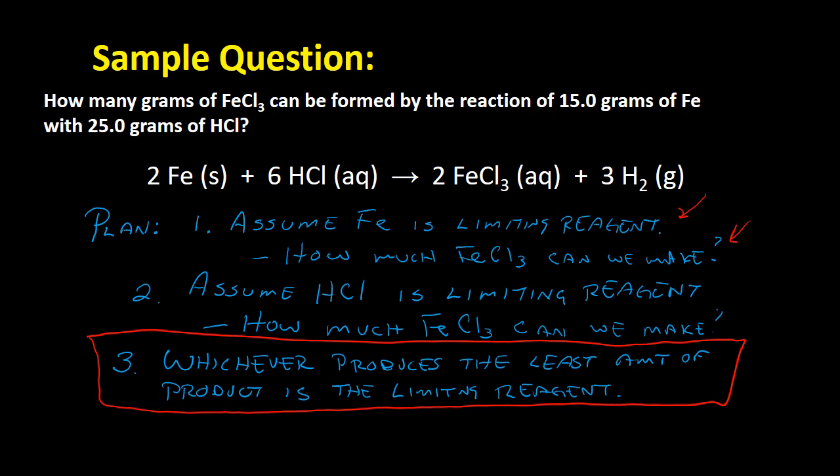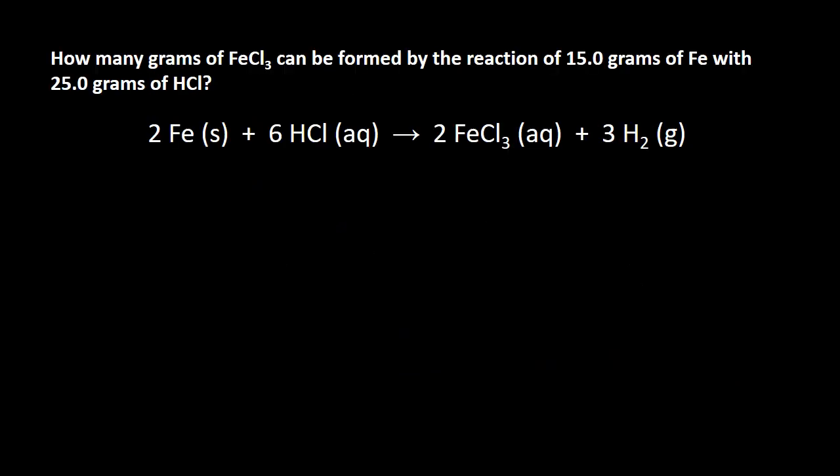Whichever one produces the least, that's the limiting reagent, and that determines how much you're going to make. Because as soon as you make that amount of product, the limiting reagent runs out and the reaction stops. So the amount that you're actually going to produce is always based only on the limiting reagent, not on the pair of reagents. All right, so let's see how this works on the next problem, next page. Let's take a look.